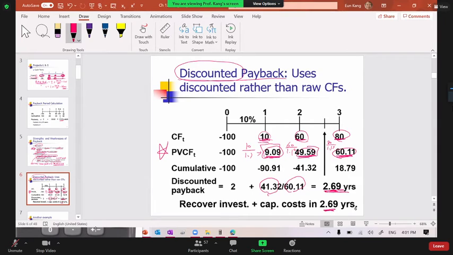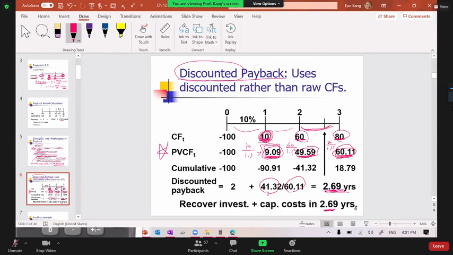When you calculate present value, you assume that cash flow is at the end of the year, right? At the end of the first year. But when you calculate payback period, discounted payback period, you assume that those cash flows occur evenly throughout the year, especially the third year, right?